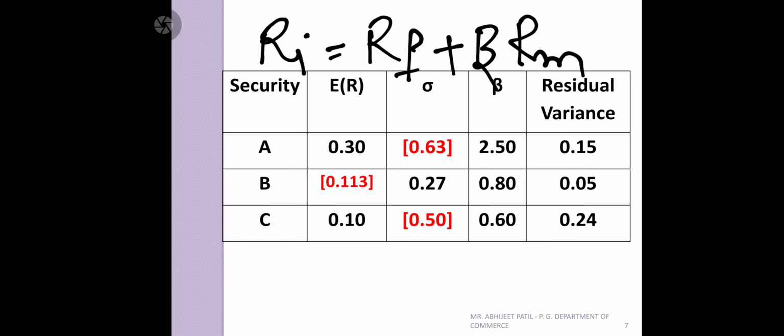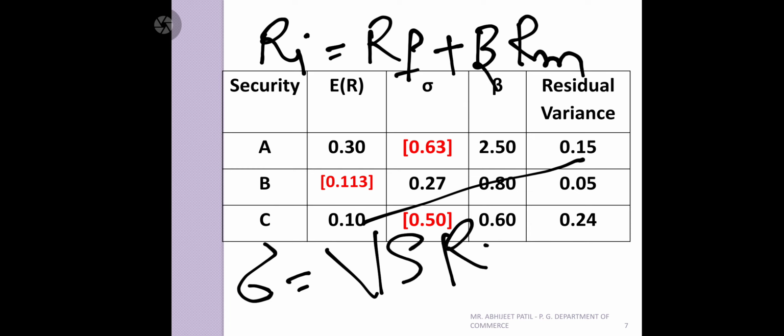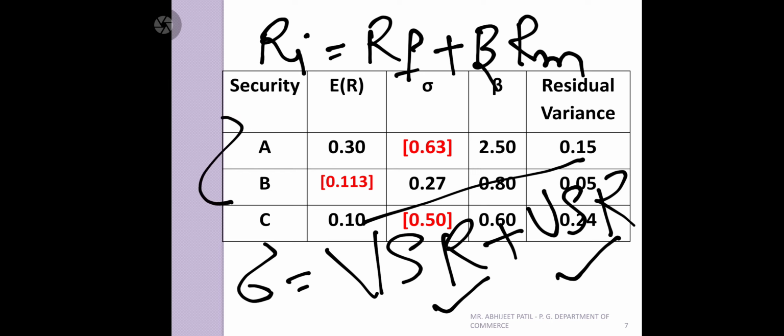And to find out standard deviations, how do we find the standard deviation? Standard deviation is equal to the square root of systematic risk plus unsystematic risk. Unsystematic risk is given, systematic risk is not given, so we can use the alternative of that security, that is security B, use its standard deviation, and find out the market variance.